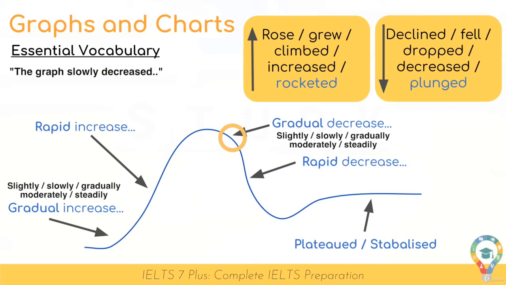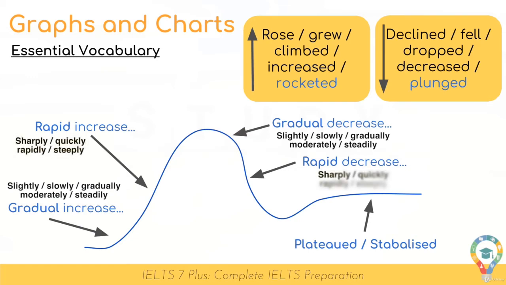The graph slowly decreased. The graph moderately fell. Pause the video and write your own versions describing gradual changes in the line graph. Let's move on to rapid, big changes. Here are your adverbs and here are some example sentences.